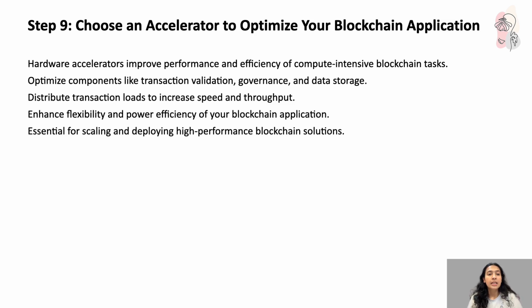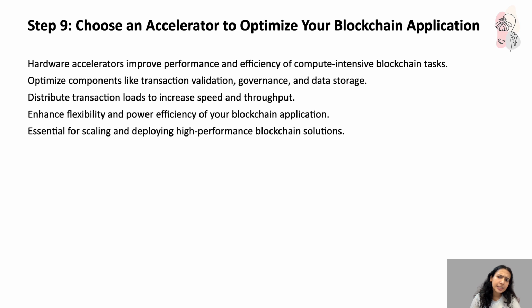Right? Then coming to the last step, step 9, choosing an accelerator to optimize your blockchain application. When blockchains grow, the pressure on performance also grows. They have to validate thousands of transactions, manage governance, and store massive amounts of data, and this can overwhelm a standard setup. That is why we have accelerators. Think of them as turbochargers for your blockchain. They are specialized hardware designed to handle compute-intensive tasks far more efficiently than general-purpose machines.